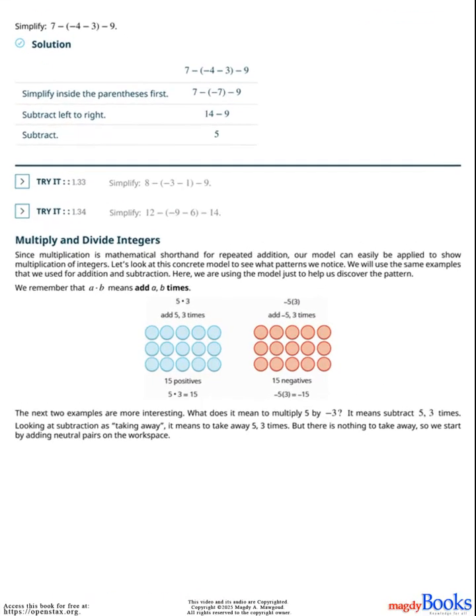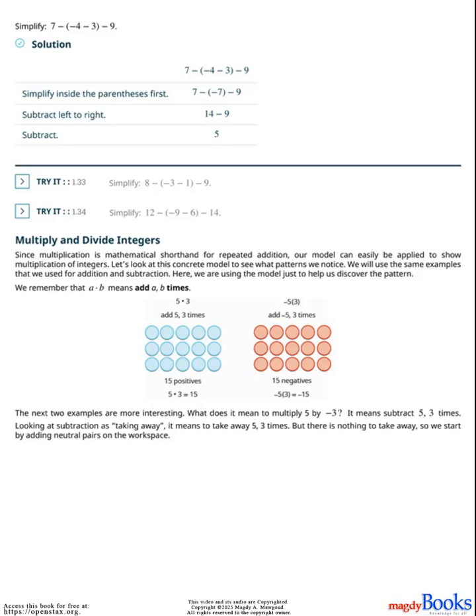1.2.3. Multiply and divide integers. Since multiplication is mathematical shorthand for repeated addition, our model can easily be applied to show multiplication of integers. Let's look at this concrete model to see what patterns we notice. We will use the same examples that we used for addition and subtraction. Here, we are using the model just to help us discover the pattern.